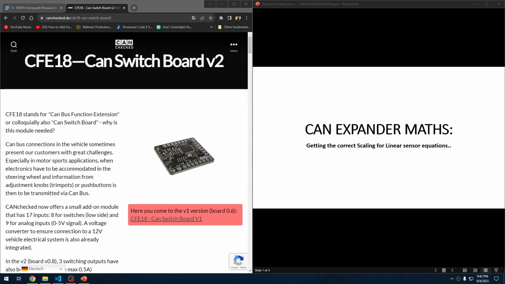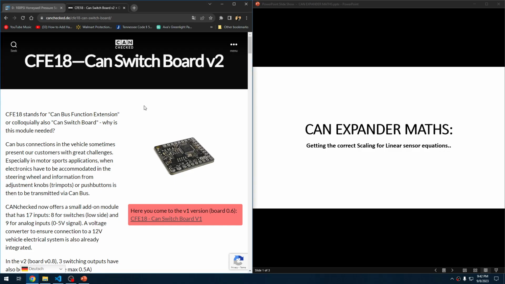They're a little bit more challenging to do with CAN expanders. You typically have to use a table and do a bunch of samples and sample it out. But I'm going to use linear sensors as the example here because that's what you're going to use with CAN expanders in most aspects. On the left here, I have a CanCheck CFE18 board. I'm just using it as an example.